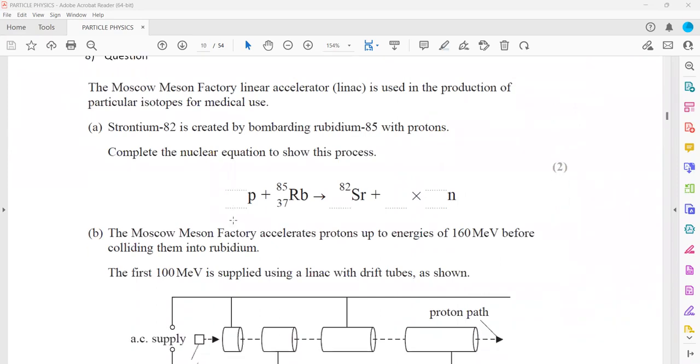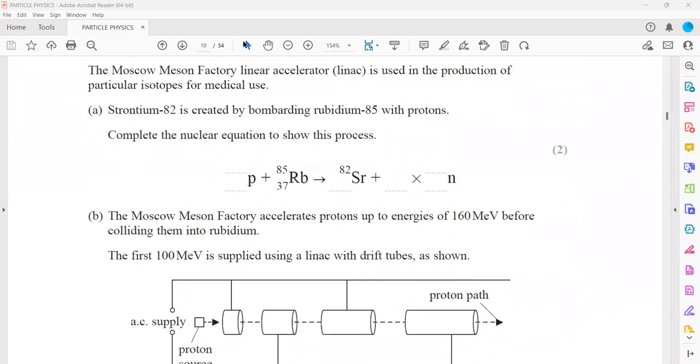In question 8, in a Moscow factory, the linear accelerator, or LINAC, is used in the production of a particular isotope for medical use. Strontium-82 is created by bombarding rubidium-85 with a proton. Complete the nuclear equation.